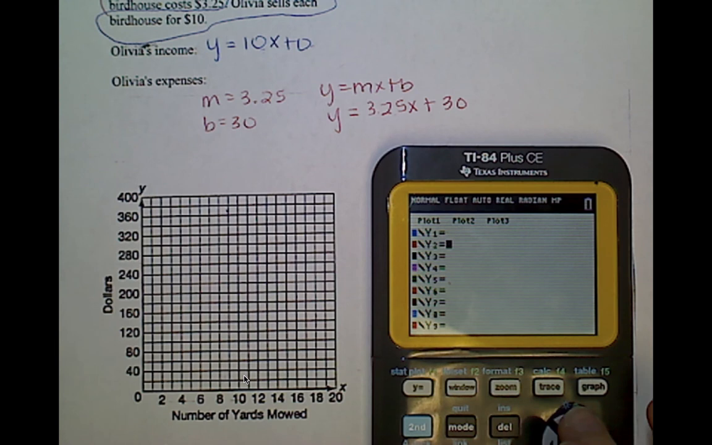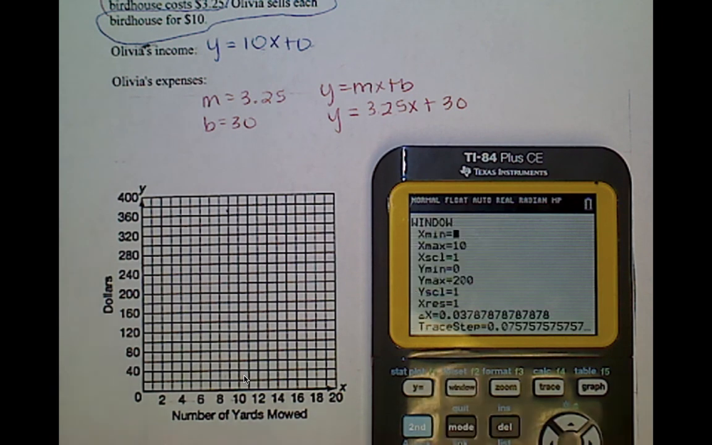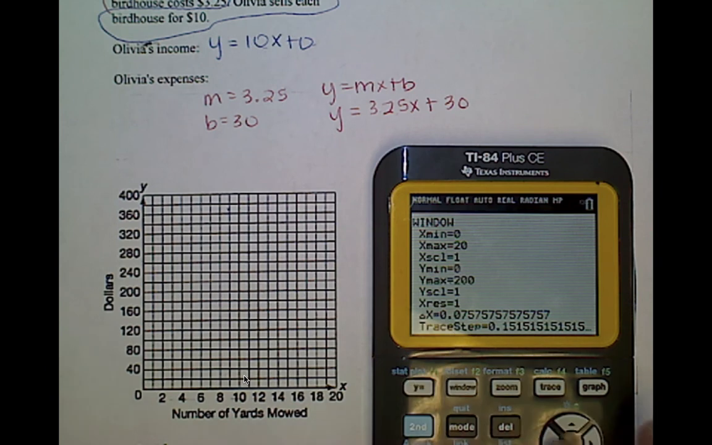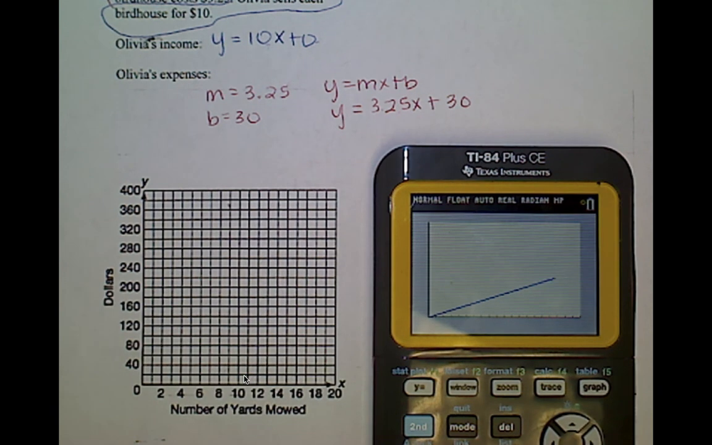Y equals, clear out this stuff, and we're going to go, the first one I have is 10x. If you want to put the plus here, you can. It doesn't hurt. And the last one is 3.25x plus 30. I'm going to go to my window, and when I'm looking down here at my chart, it tells me my x values go from 0 to 20. So I'm going to do my x min is 0, my x max is 20. I'm going to leave this as 1 because I don't know what it means, so I'm going to leave it alone. Now I'm going to look at my y values. It's going from 0 to 400. So I'm going to leave my y min as 0 and change my y max to 400. Okay, that was a give me. Your graph here gave it to you.